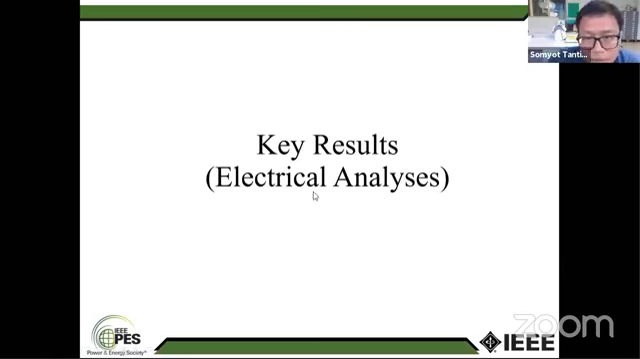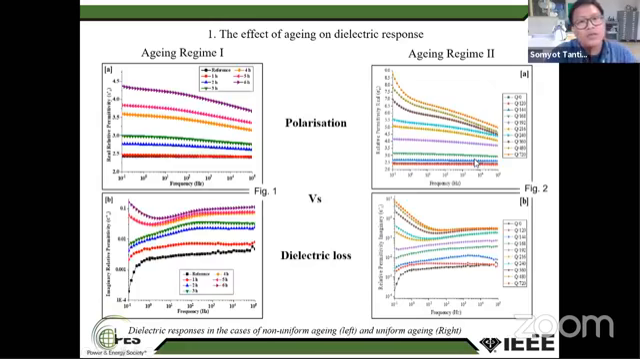So the last result is electrical analysis. First we go to the effect of aging on dielectric response. As we can see from two aging regimes, when we have aging produced in the system, that means you have several kinds of chemistry representing dipolar molecules in the system. When you have more and more aging, you have more and more dipolar molecules as well. These dipolar molecules will affect the change of the complex permittivity.